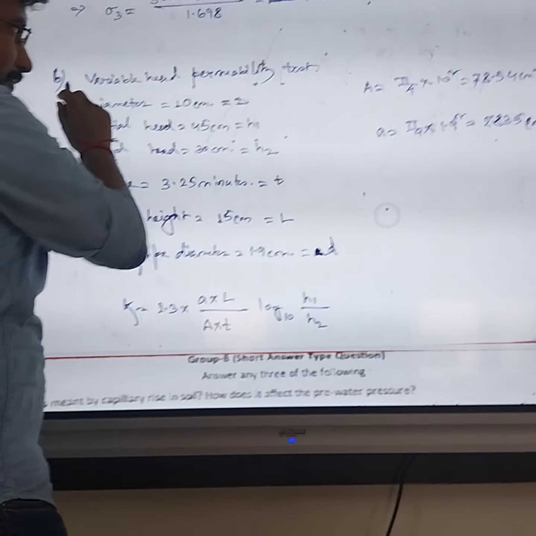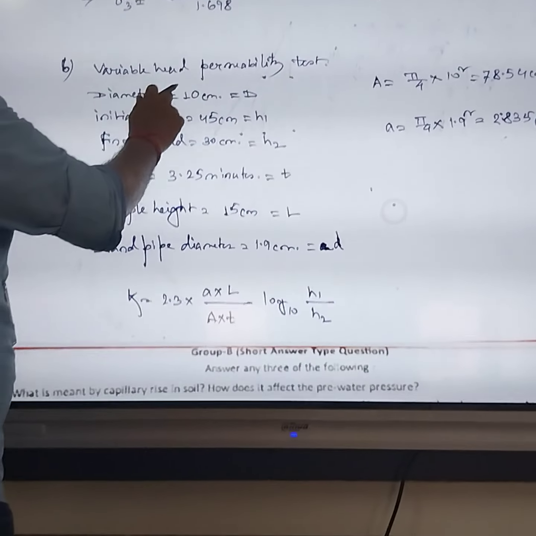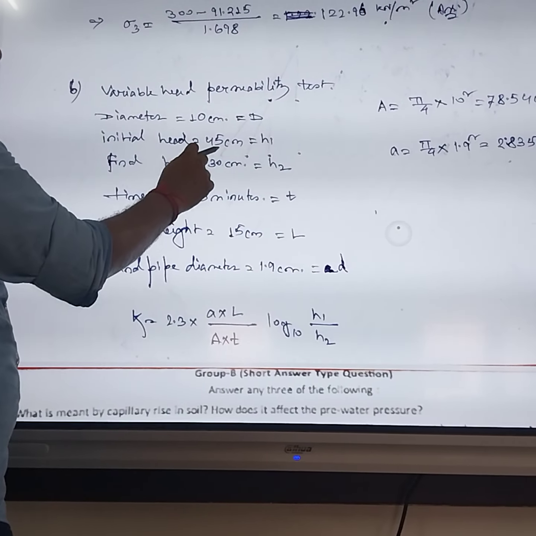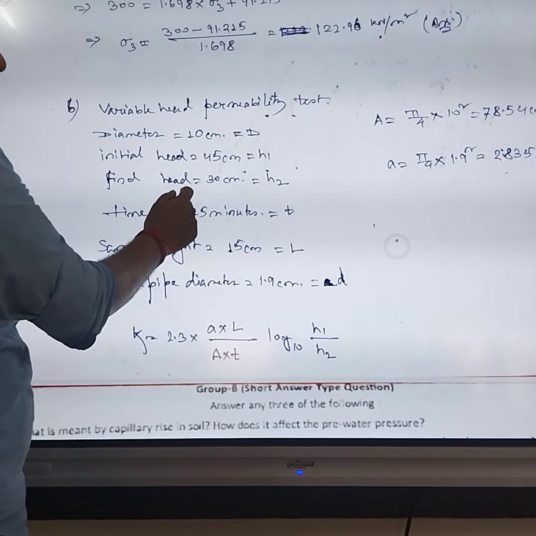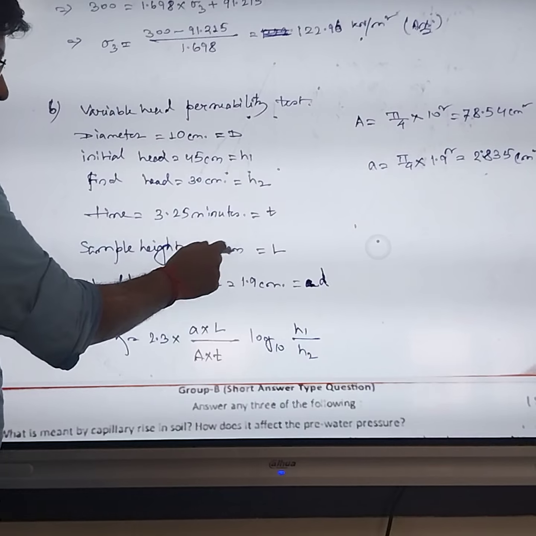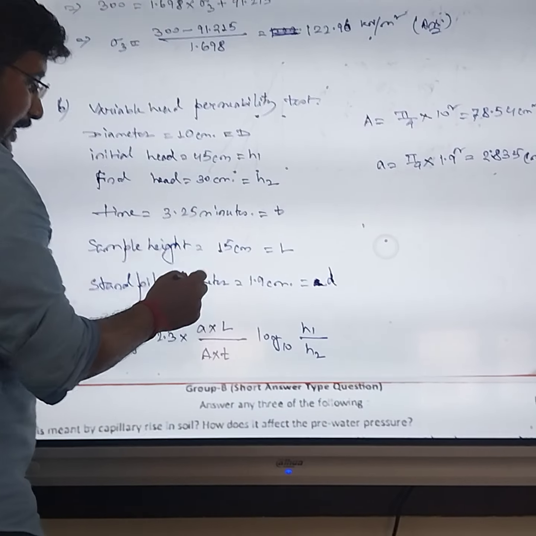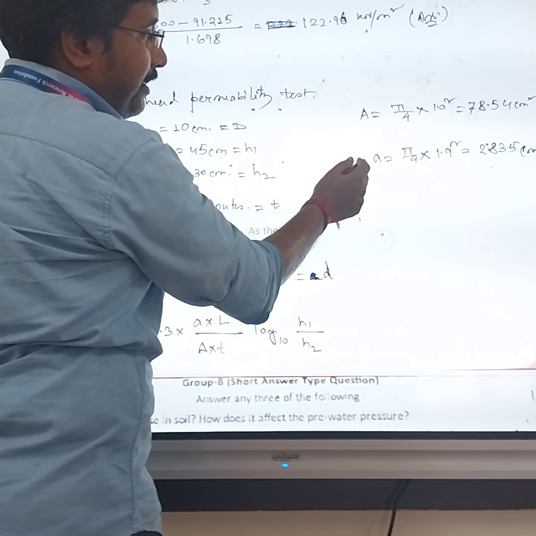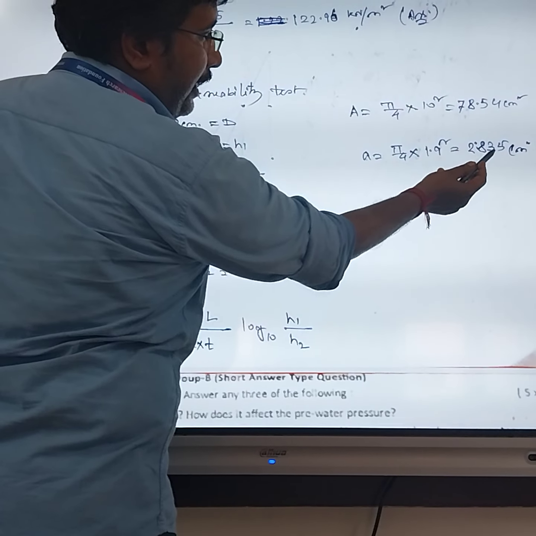First, we know that the permeameter is variable head, so the test will be a variable head permeability test. Diameter is 10 centimeter, initial head is 45 centimeter, final head is 30 centimeter. So H1 will be 45 centimeter, H2 will be 30 centimeter. Time T is 3.25 minutes. Sample height is 15 centimeter and standpipe diameter is 1 centimeter. From the diameter of the soil and diameter of the standpipe, we calculate the area of soil and area of standpipe. Area of soil is 78.54 square centimeter and area of standpipe is 2.835 square centimeter.